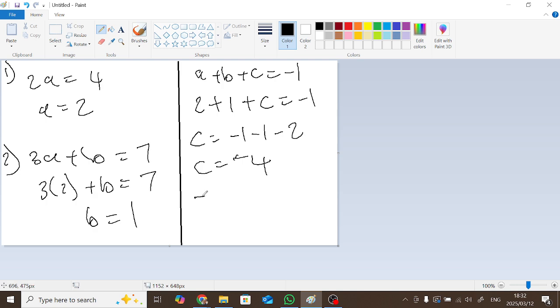So for this number pattern, let me just rewrite this: Ax squared plus Bx plus C is going to give us 2x squared plus x minus 4. So that's the final answer.